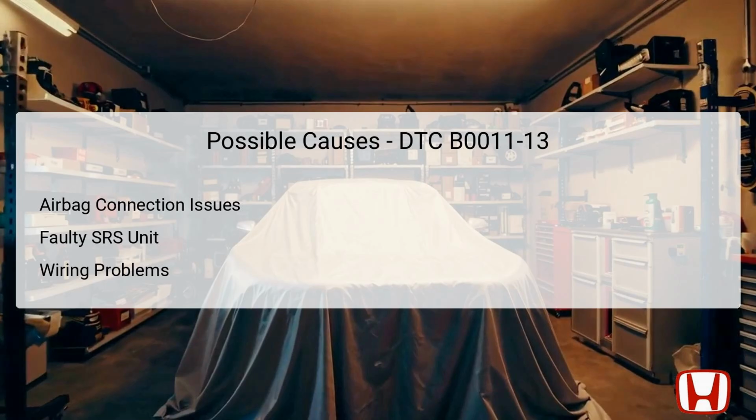Another significant cause could be a malfunction within the SRS unit itself, which may misread conditions and trigger the error code. Wiring problems, such as shorts, cuts, or other forms of damage can also contribute to this issue, leading to impaired communication between the airbag and the SRS unit. Finally, if the vehicle has been in a collision, it's essential to verify that all related components have been replaced with properly functioning parts to avoid complications in the airbag system.